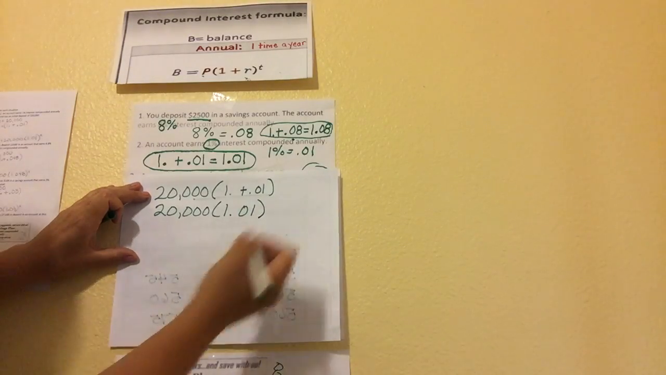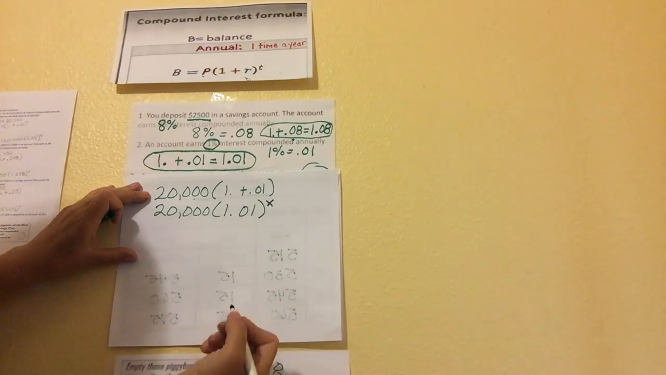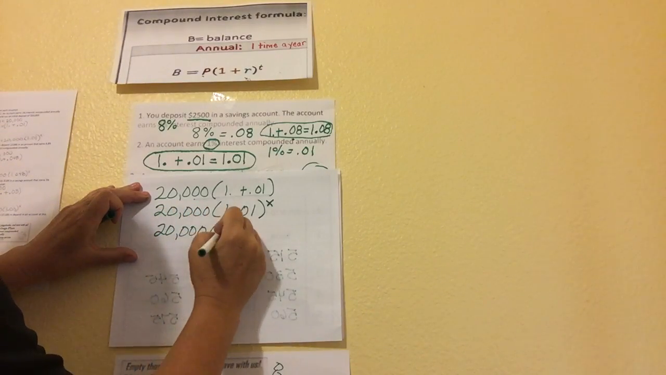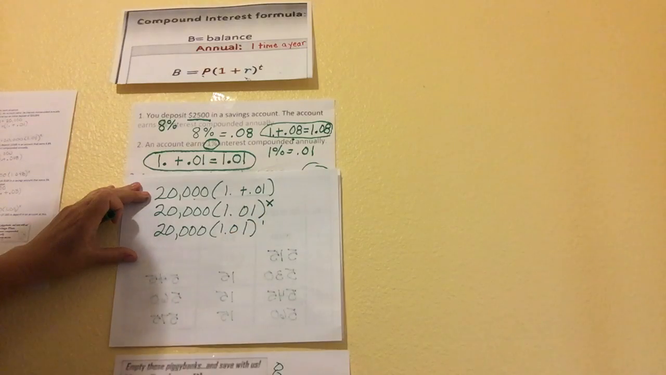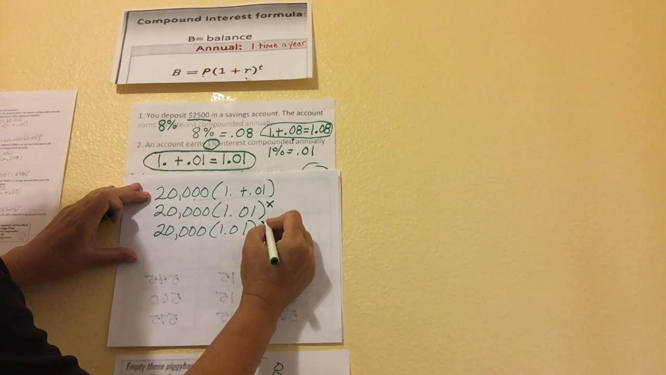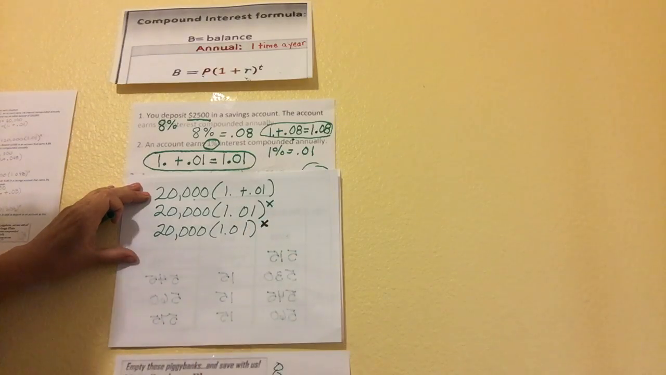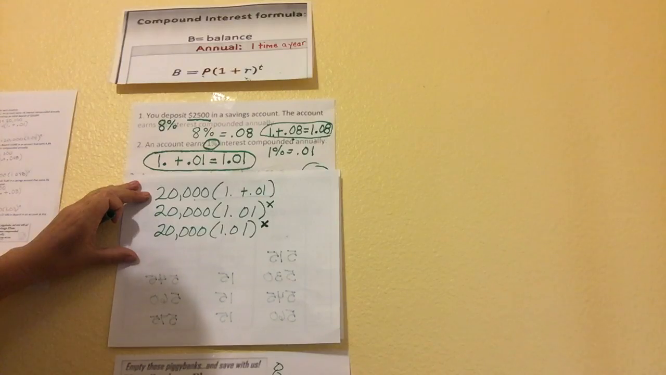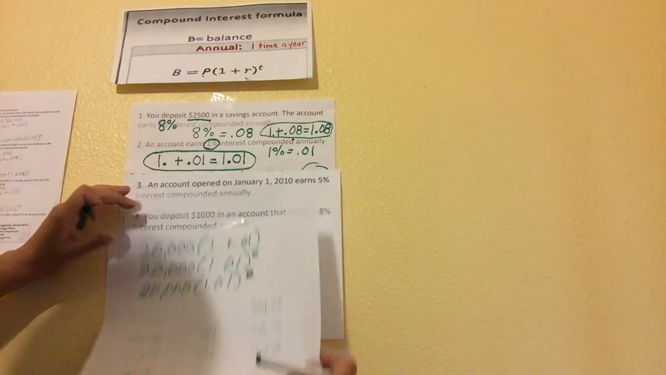Okay, and if you want, you could put the X here. You know what, let's put the X's on these, okay? I feel like that's probably what they want. Let's put the X, because we don't know how many years they're asking us at this point.